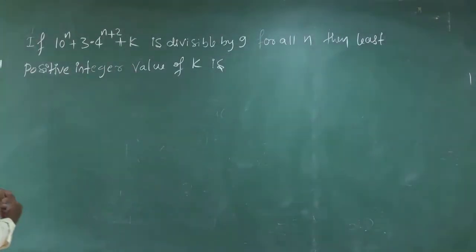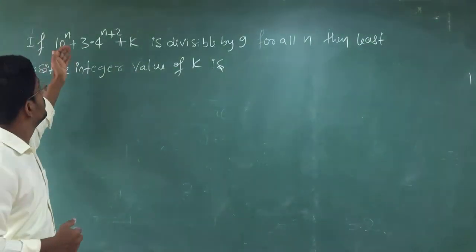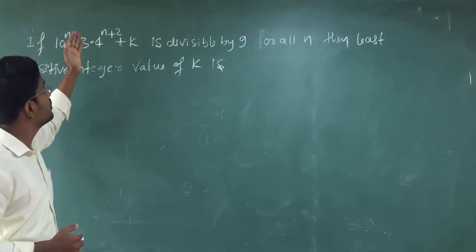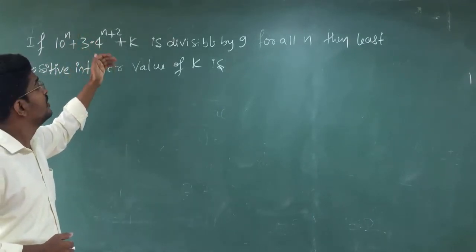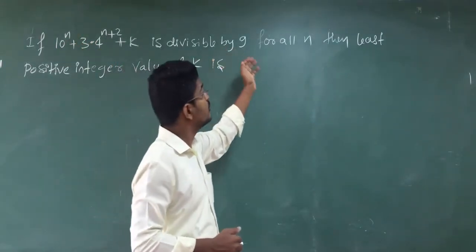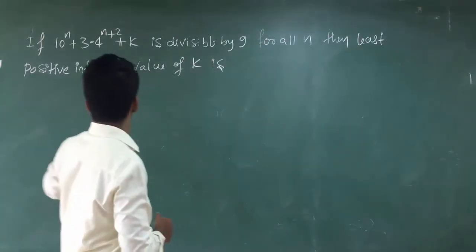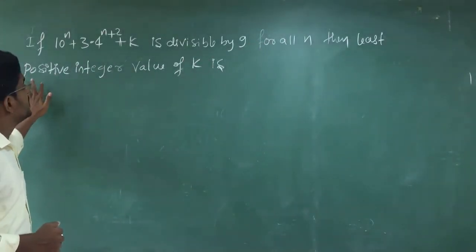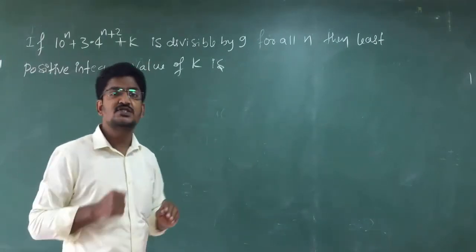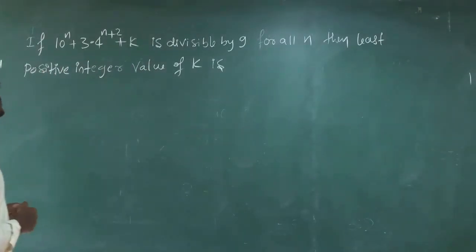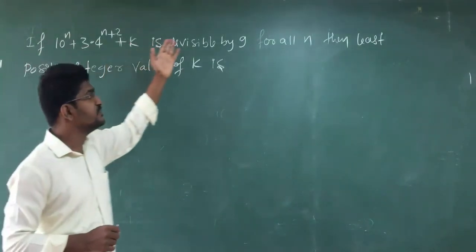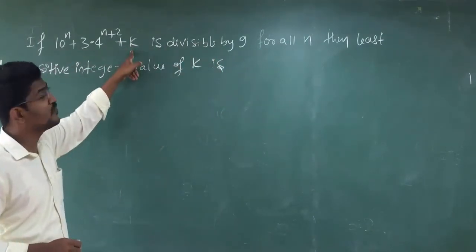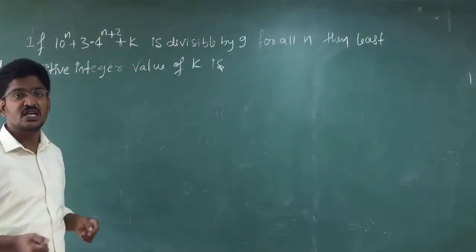Please understand this. If 10^n + 3·4^(n+2) + k is divisible by 9 for all n, then the least positive integer value of k is what they are asking. So if this is divisible by 9, what is the value of k, the least positive integer they are asking.